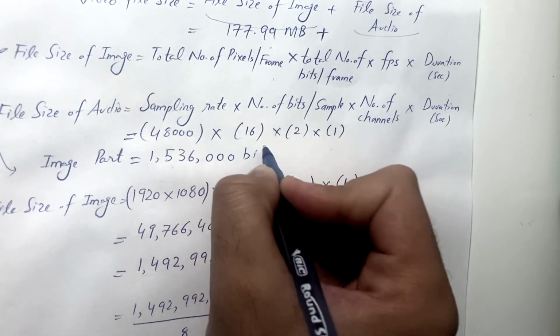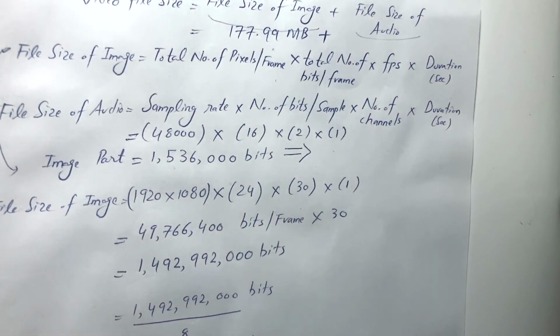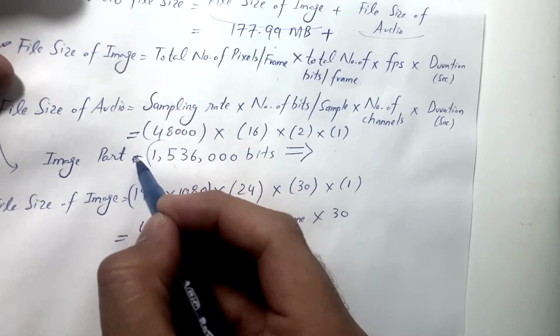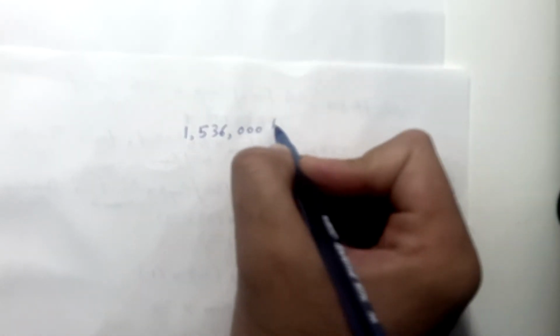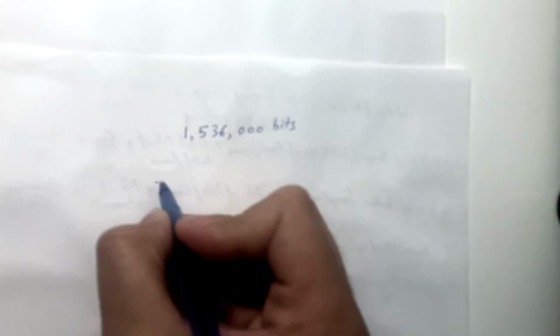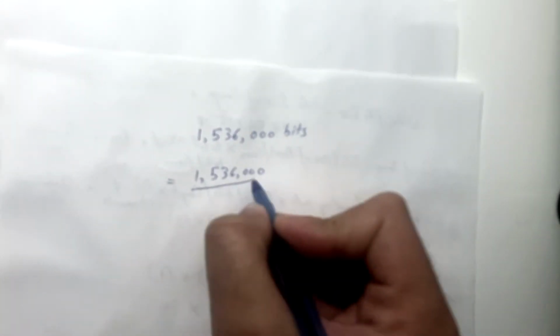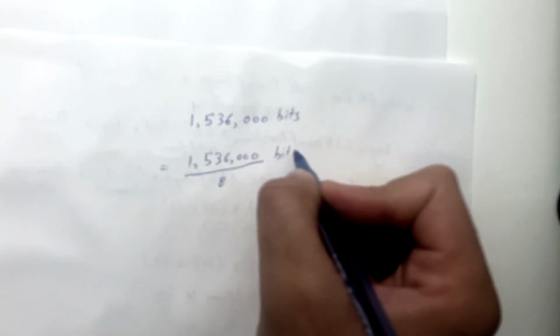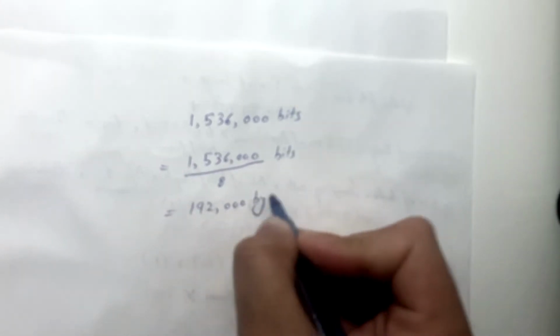1536000 bits. To get the answer in bytes, we need to divide. So this is for the audio part, 1536000 bits. I'll divide it by 8, 1536000 divided by 8, to get the answer in bytes. So the answer is going to be 192,000 bytes.